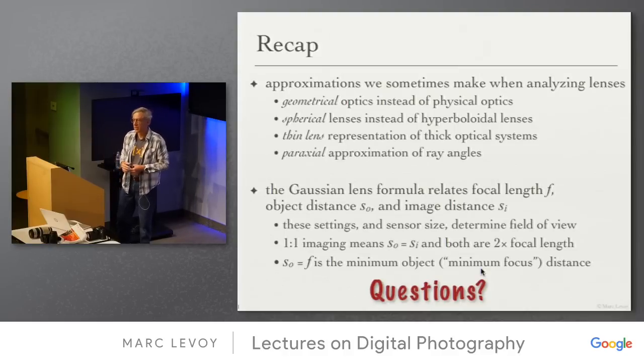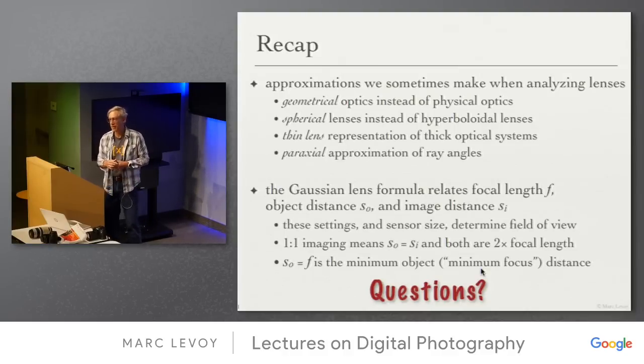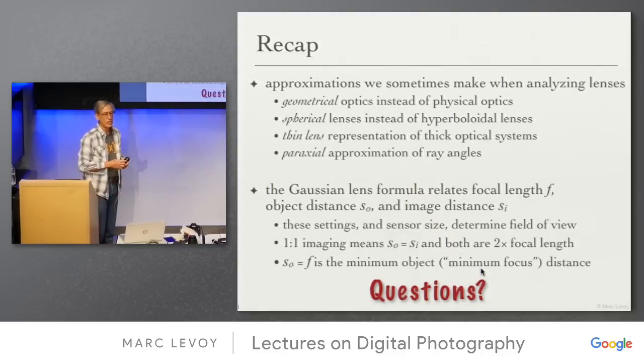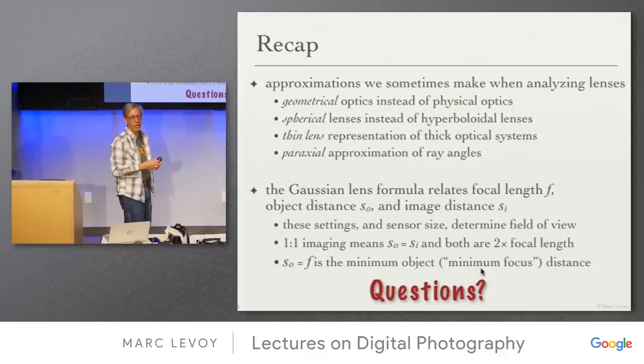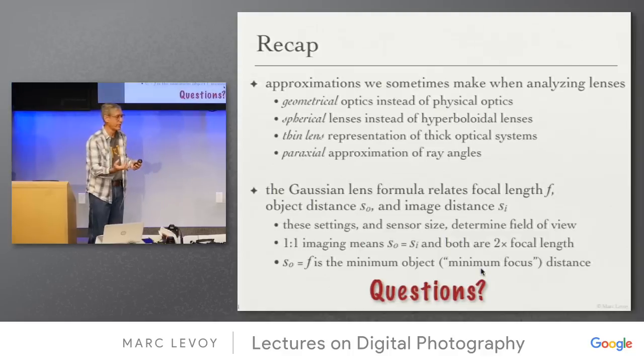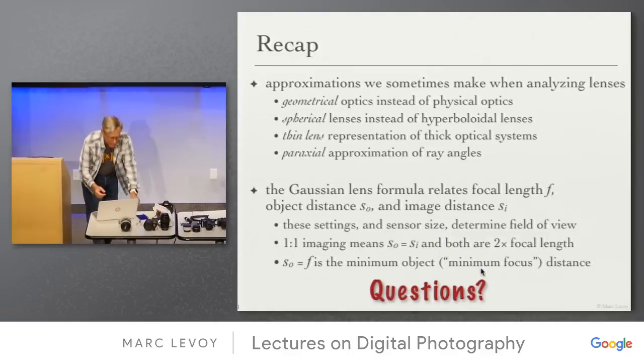Florian. Hyperboloid lenses are often used as condensers in the illumination part of projectors. That's interesting. Okay. Because there they can be molded and you don't care so much about the chromatic aberration.